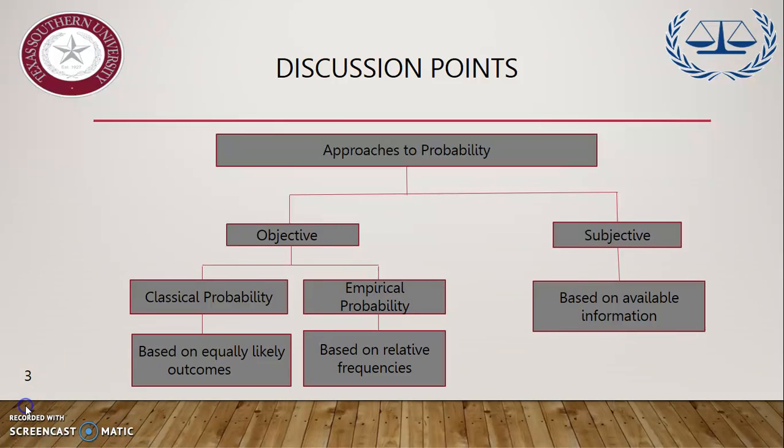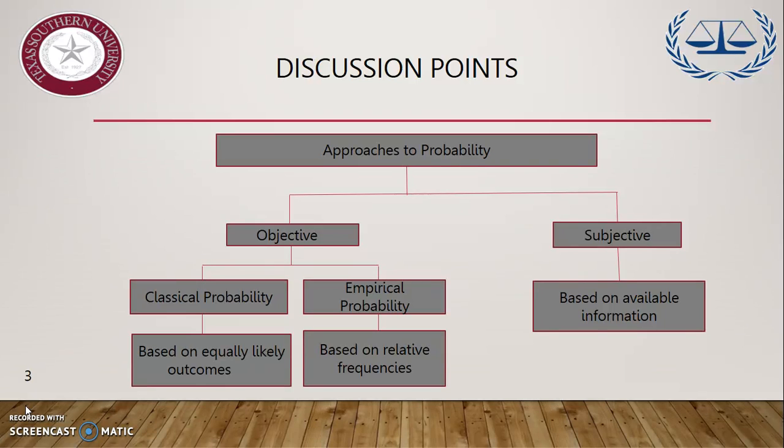On this slide, I got this chart directly from the book, and it basically breaks down the approaches to probability. You have objective and subjective. Under the objective, you have classical and empirical probability. Subjective is based upon the information that's available. For my presentation, I'm going to only be focusing on the objective approaches to probability, giving examples of a classical and an empirical.